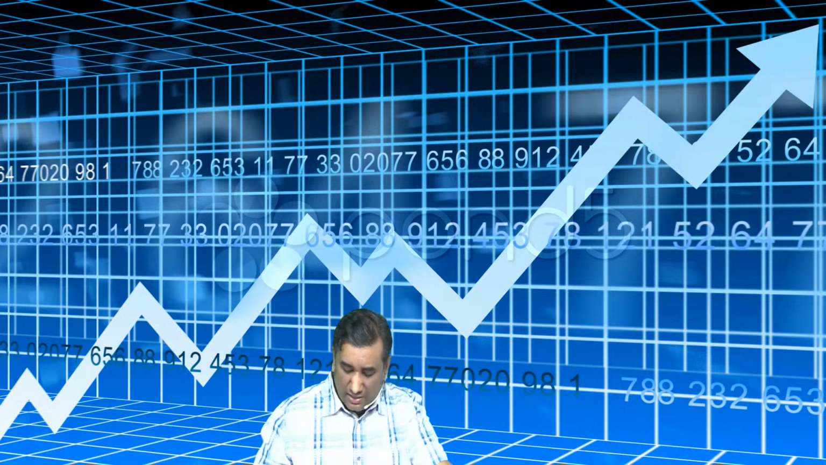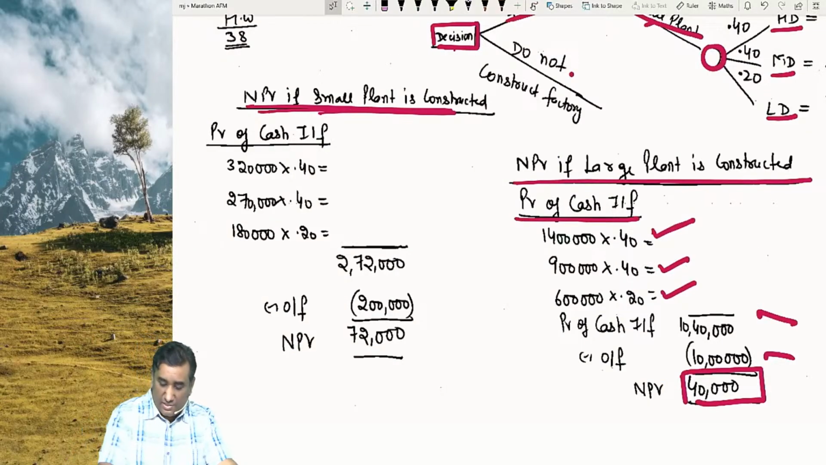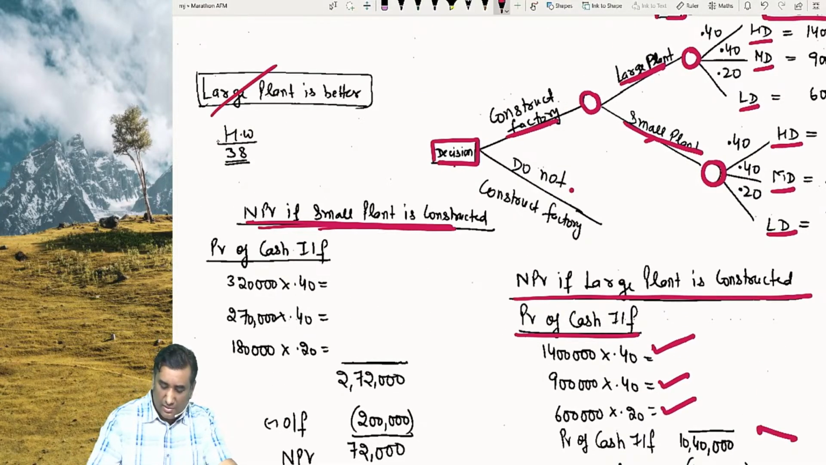Large is by chance written there, like on this slide. How can large come? Which is giving a better answer? Small plant, right? So small is giving. This was question number 34. So which one would be better? Which one is giving you higher NPV? Small plant, right?